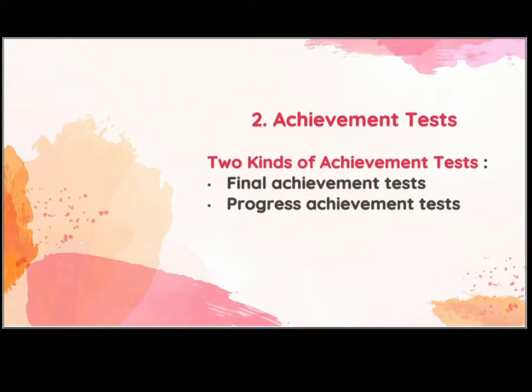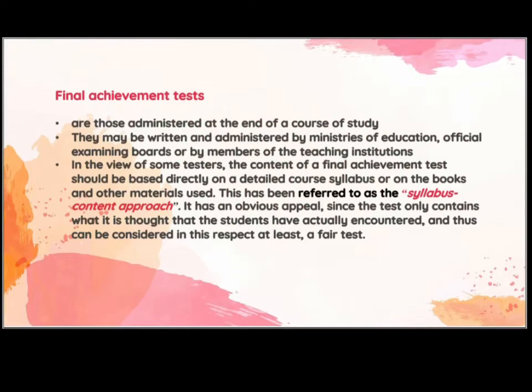In here, I would like to continue the explanation of test types in language assessment. So, in number 2, there are achievement tests. Achievement tests are divided into two parts. The first kind is the final achievement test. Final achievement tests are administered at the end of a course of study.